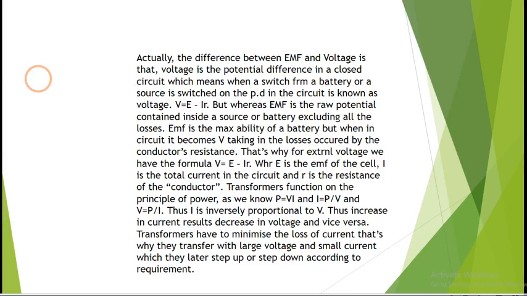Transformers function on the principle of power, as we know P is equal to VI. Therefore, I is equal to P by V or V is equal to P by I. Therefore, I is inversely proportional to V. Thus, an increase in the current results in a decrease in the voltage and vice versa. Transformers have to minimize the loss of current. That's why they transfer with large voltage and small current, which they later step up or step down according to requirements.